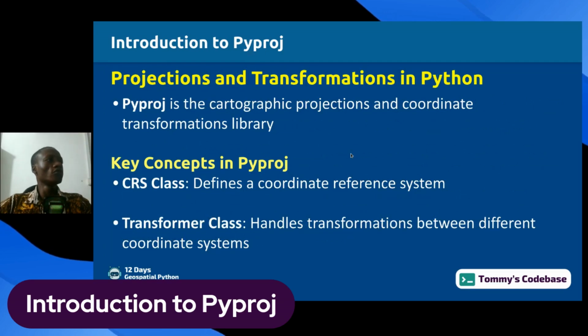So now we move on to projections and transformations in Python. And as I said, Pyproj is the library that we'll be considering today for those kinds of things. Some of the key concepts I want you to note before we move on to VS Code: don't forget these two things. There's one class called the CRS class, which defines a coordinate reference system, and the Transformer class. Those are the two we'll be using the most today. So just note them somewhere and then we can move on.